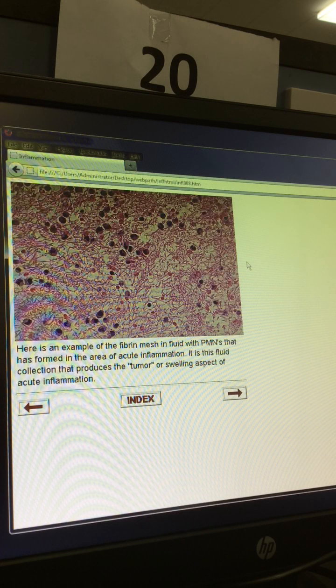Here it's a fibrin mesh. This one is a fibrin mesh, and these are the neutrophils embedded in it. Clinically, the patient will have swelling. Under the microscope, you will see fibrin mesh and neutrophils.